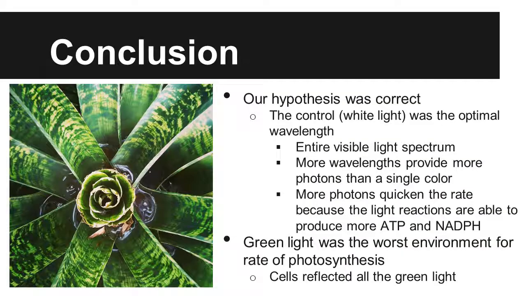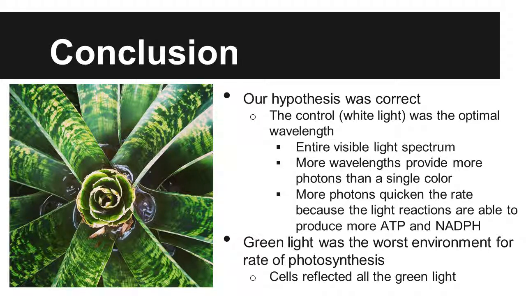Overall, we proved our hypothesis correct, that white light was the optimal wavelength. The reason for this is that with white light, a lot of different wavelengths are presented to the plant cell, and with more wavelengths, it's receiving more photons, and it needs photons to produce ATP and NADPH that create more oxygen and increase the rate of photosynthesis.